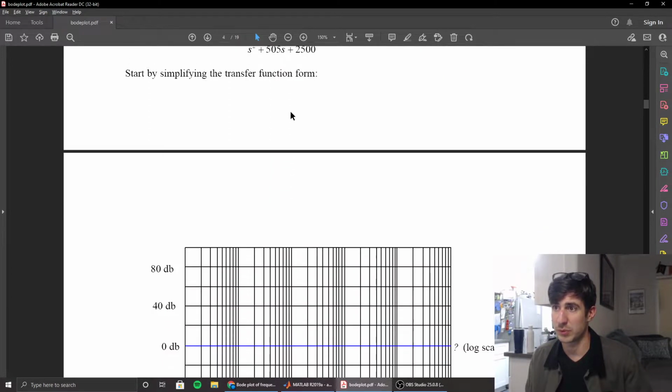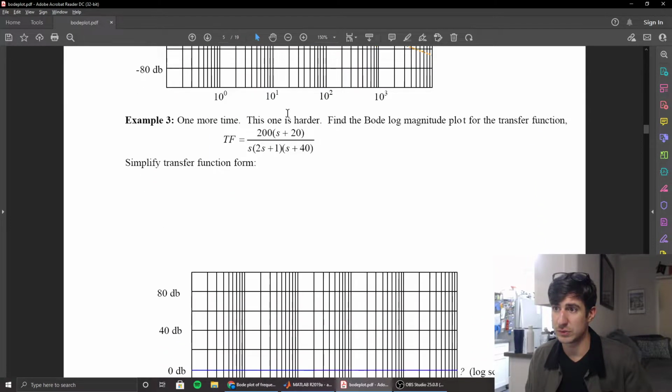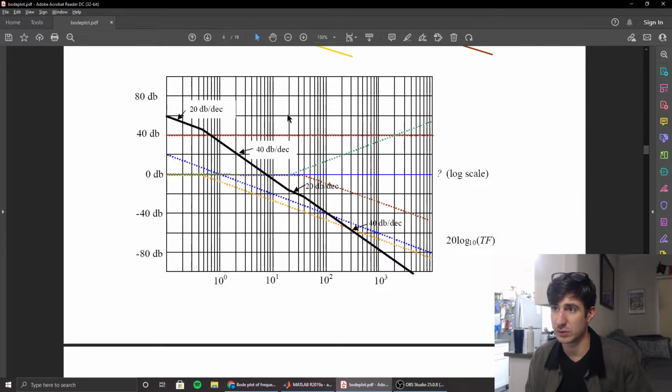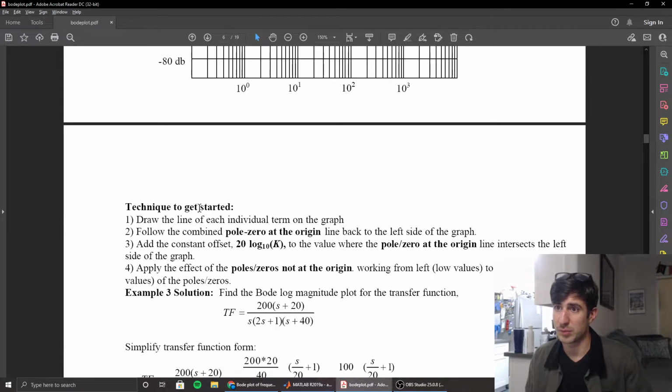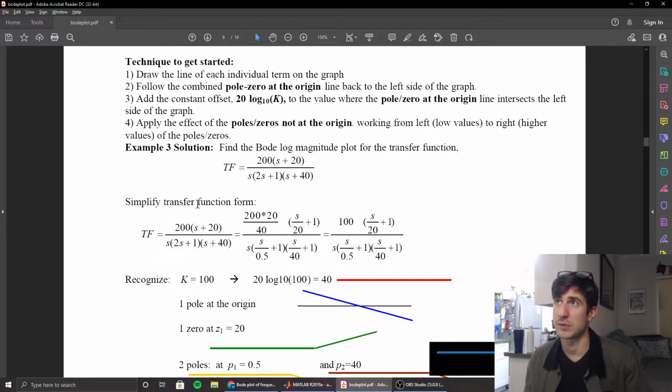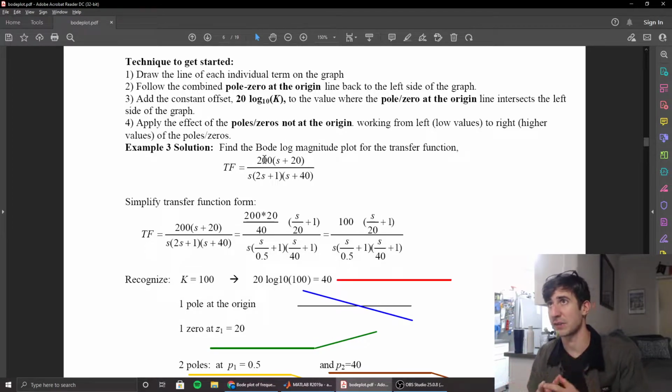These are best taught really through examples. There's a simpler example here, but the one I really want to pay attention to is this one. It's a little bit more complex, and oftentimes on an exam you'll see something more similar to this, where it's a little trickier to factor in the beginning. So pay special attention to the factoring rules here and make sure that you factor correctly. 2s plus 1 is the same as saying s over 0.5.